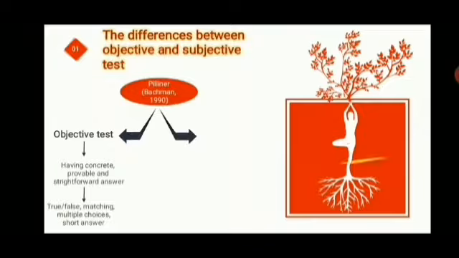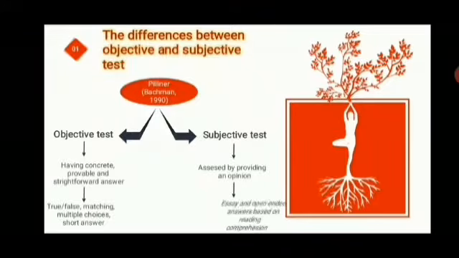And then he pointed out a subjective test as a test which is assessed by providing an opinion. The examples of subjective tests are essay and open-ended answers based on reading comprehension. But subjective tests can also be in the form of multiple choices, but the test takers must make a subjective decision about how best to answer the question. Okay, for more detail about the difference between objective and subjective tests, let's see an example of both of the tests.